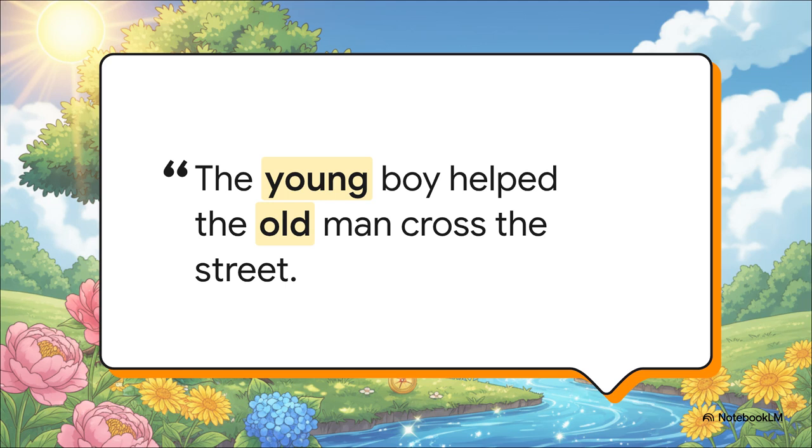And hey, look, it's our sentence from the beginning. The young boy helped the old man cross the street. See how young and old do more than just describe age here? They add a whole layer of story to what's happening. It feels more meaningful because it was a young boy and an old man.